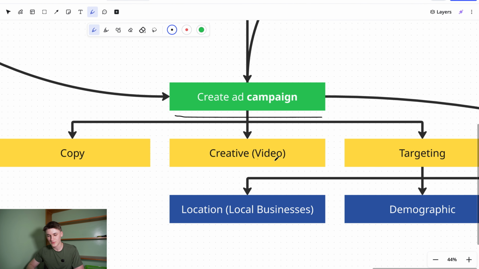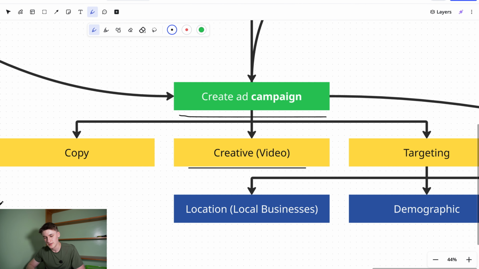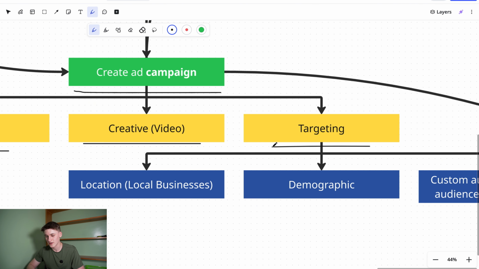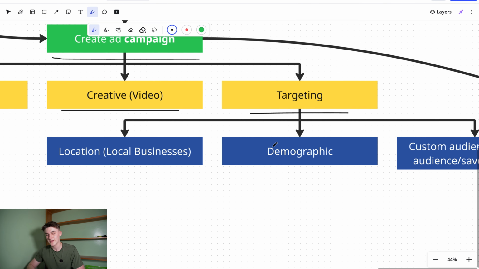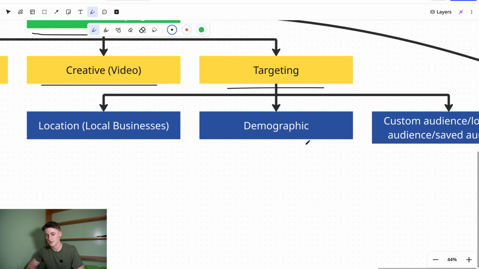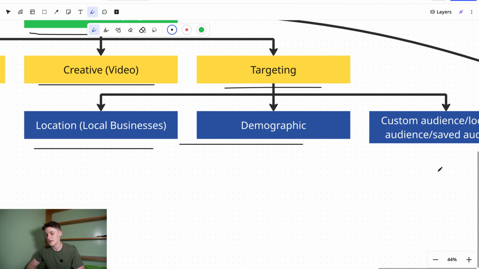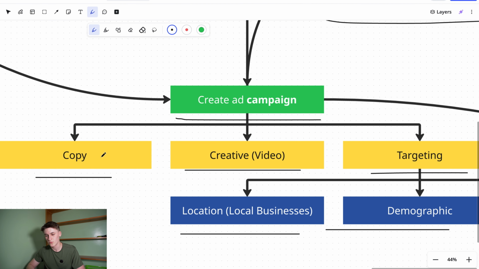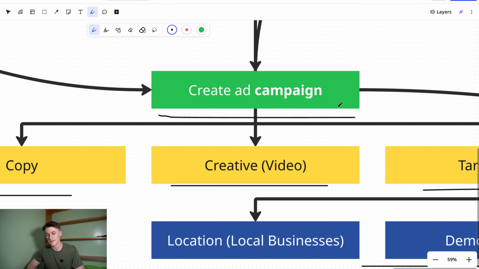consists of three things. So it has the creative, which is ideally a video, because your cost per lead will be a lot lower with a video compared to a photo. You have your copy here as well, so this is the writing, the text that goes in the caption. And then you have your targeting. Now your targeting can be split into three different things as well. It can be demographic, location, which is mainly for local businesses, and custom audience, lookalike audience, and saved audience. So let me just go into all three parts of the ad campaign level first.